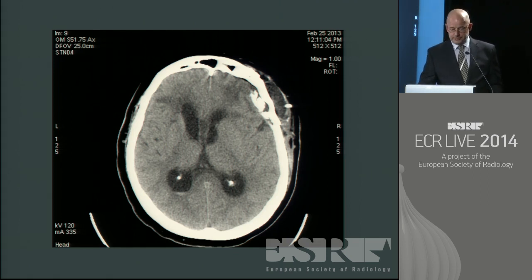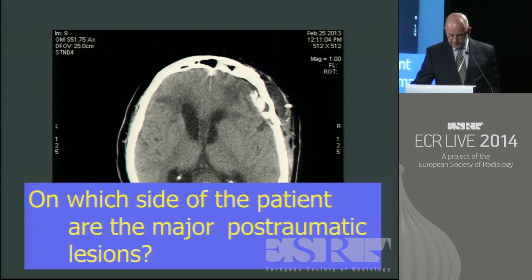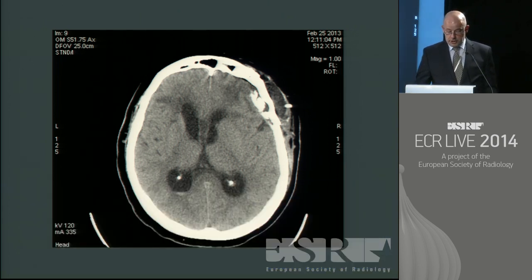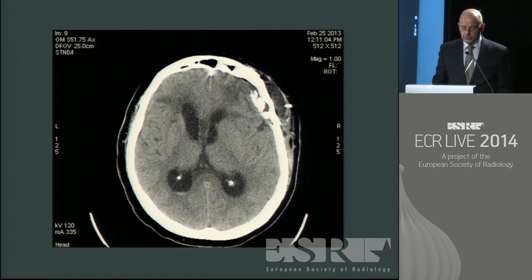So my question is, on which side of the patient are the major post-traumatic lesions? I repeat it. On which side of the patient are the major post-traumatic lesions? So, who is voting for the right side of the patient? Okay. And who is voting for the left side of the patient? Yes, the majority. Well, those who voted for the right side, they are right.